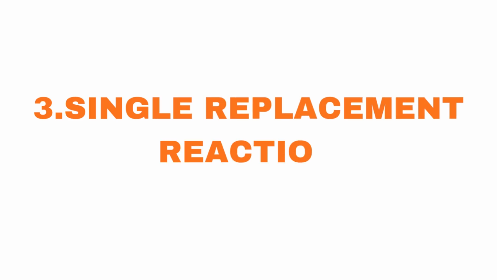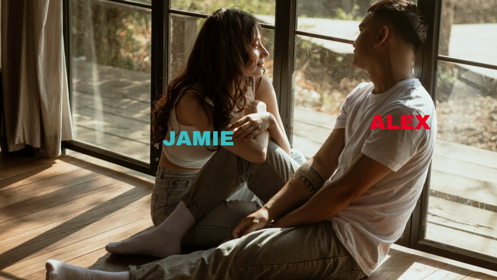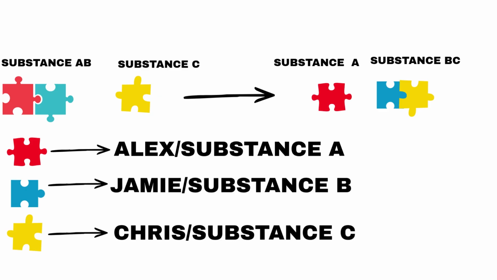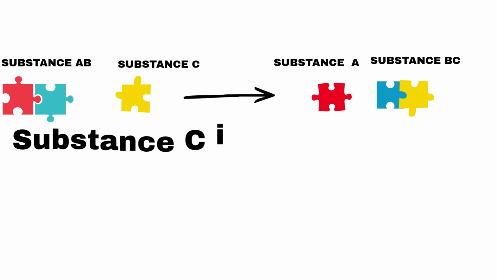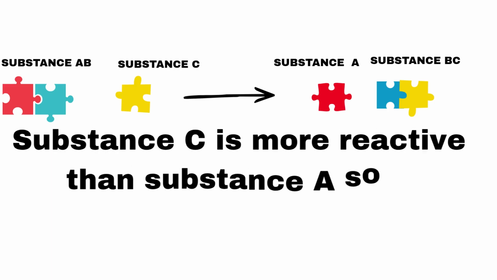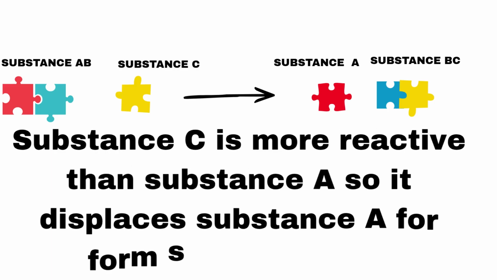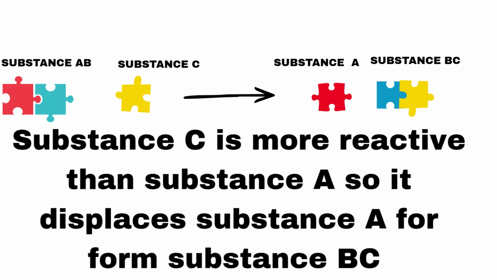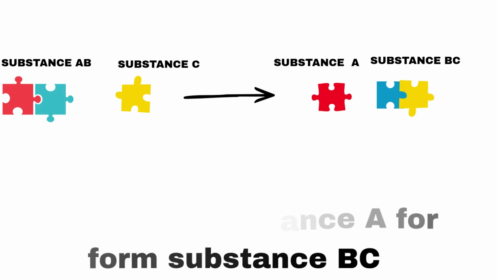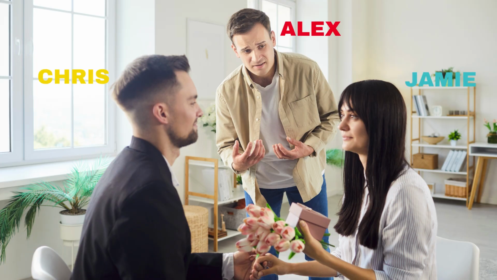Single replacement. A stronger element walks in and says, "I'm taking your place." There's a couple, Alex and Jamie. They've been together for a while, comfortable, stable, like a compound. Let's call it AB, where A equals Alex and B equals Jamie. One day, someone new moves into town, Chris. Chris starts spending time with Jamie and they really click. Over time, Chris and Jamie grow closer, and eventually Jamie decides to leave Alex and be with Chris instead.